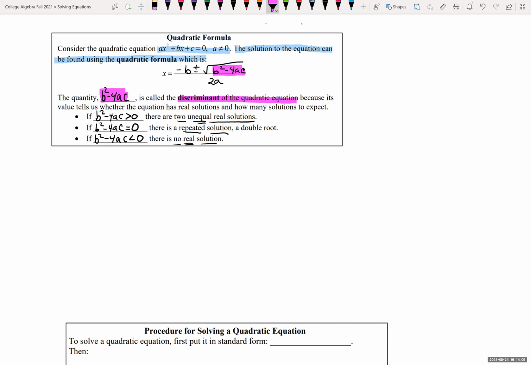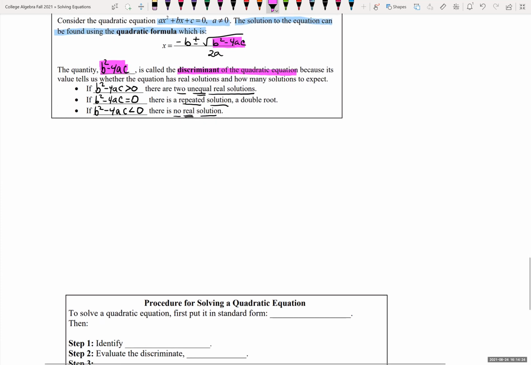So right now for the homework, when you're going through this section of the homework, when you get a negative underneath the radical, you would just say no real solution. After we talk today about complex numbers, then you would give the solution as a complex number.